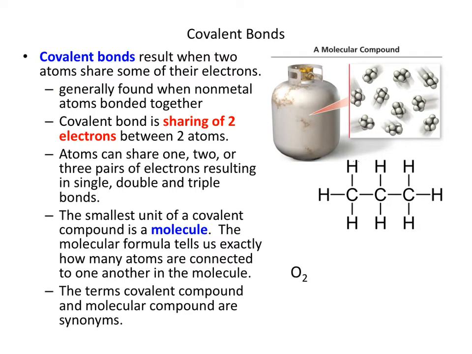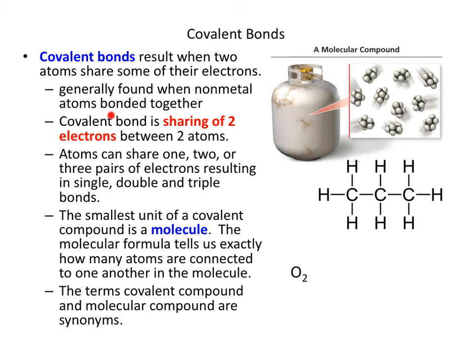All right, I have my slides in a different order than we did on the previous one. I'm going to talk about covalent bonds first. So covalent bonds result when two atoms share some of their electrons. And this is generally found when two nonmetal atoms are bonded together.